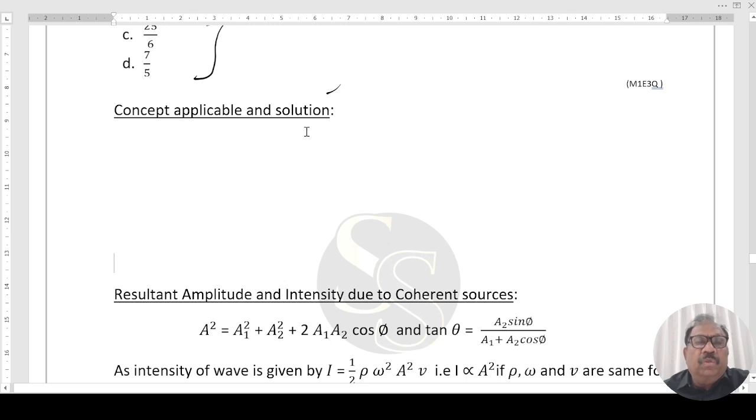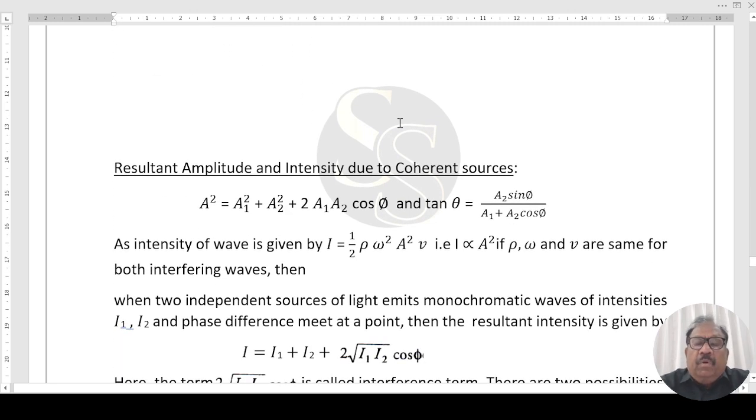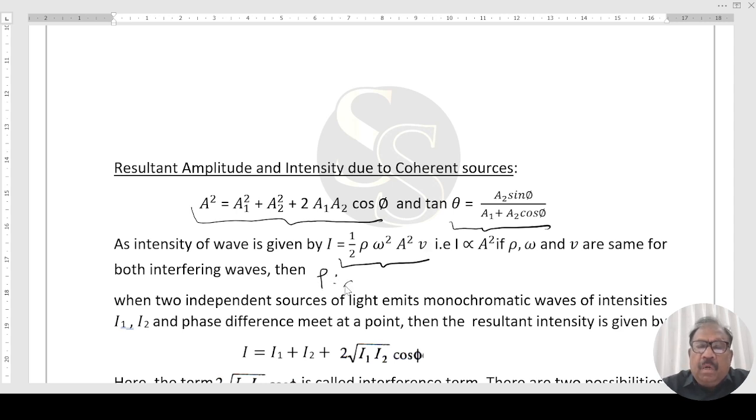Before I start with the question, I will discuss certain concepts. When two waves having amplitudes A1, A2 and constant phase difference phi are superposed, the resultant amplitude is given by this formula and the direction of the amplitude is this one. Now, the intensity of a wave is given by half rho omega square A square V square. Rho is the density of the medium in which the wave travels, omega is the angular frequency, A is the amplitude of the wave, and V is the velocity of propagation of the wave.